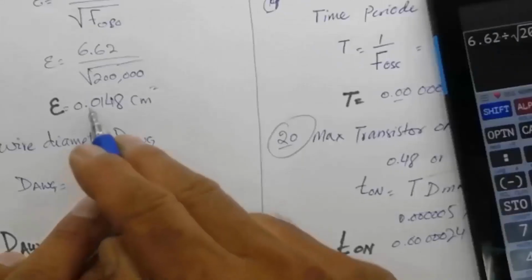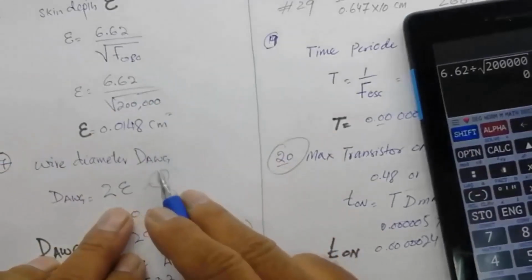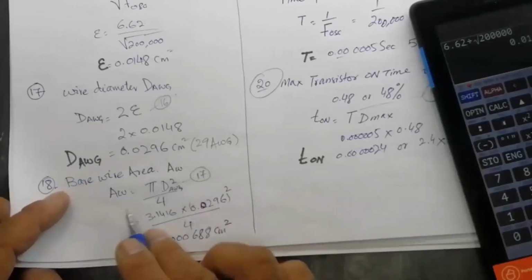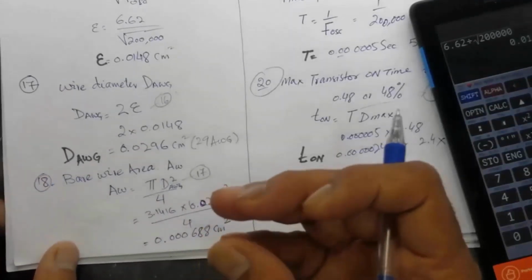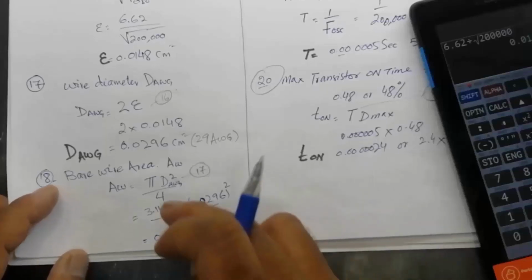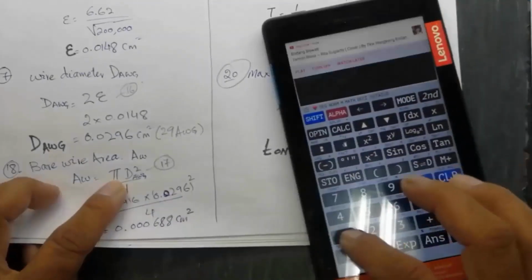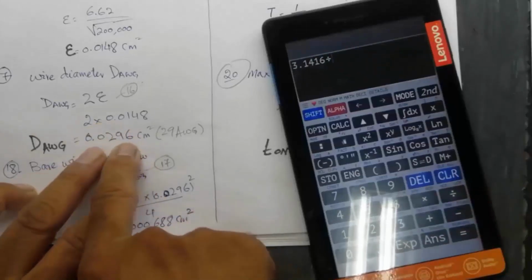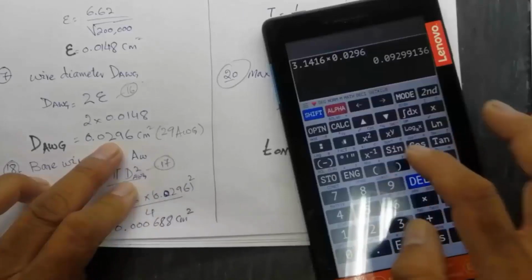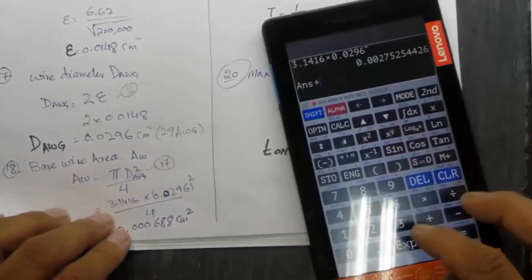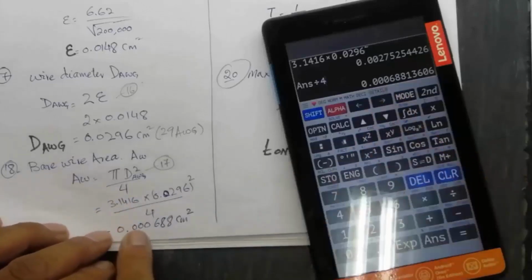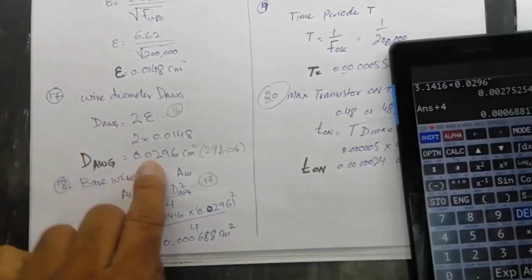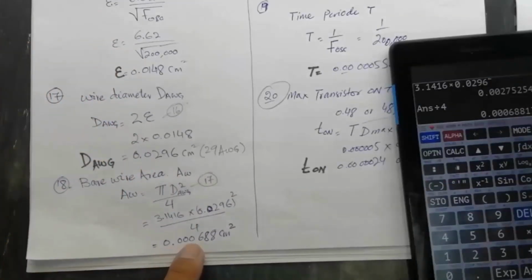It is the skin depth from step number 16, so it is 0.0296. We have to select the wire bare area. How much the amount of copper in 1 centimeter square, we have to determine this. Pi is 3.1416, d square. What is d? That is the wire diameter, 0.0296 squared, divided by 4. It is 0.000688 centimeter square. So we have two items, wire diameter and wire bare area.